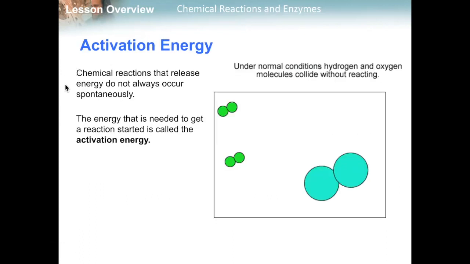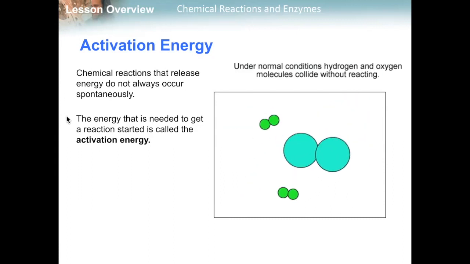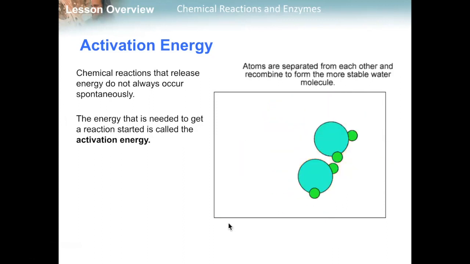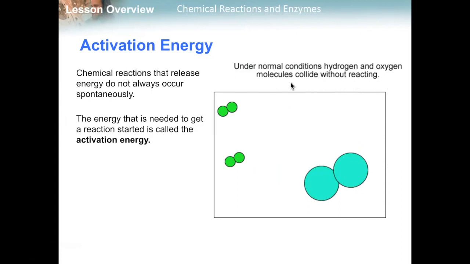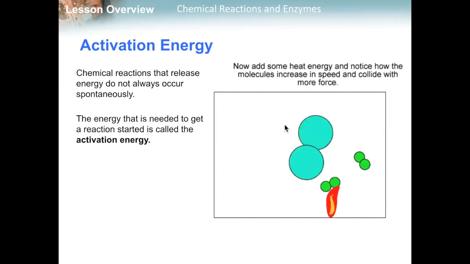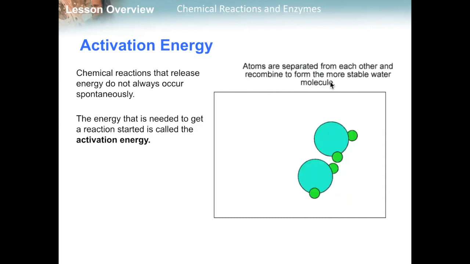Chemical reactions that release energy do not always occur spontaneously. The energy that is needed to get a reaction started is called activation energy, in this case, the flame. Under normal conditions, hydrogen and oxygen molecules collide without reacting. Now add some heat and notice how the molecules increase in speed and collide with more force. Atoms are separated from each other and recombine to form the more stable water molecule.